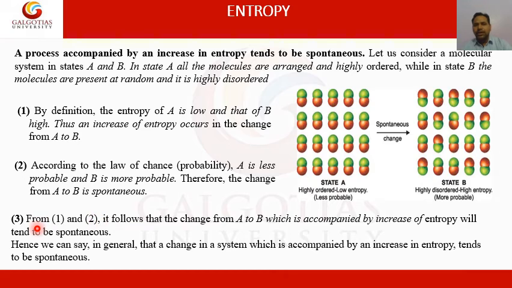So from equations 1 and 2, it follows that the change from A to B, which is accompanied by an increase of entropy, will tend to be spontaneous. Hence, we can say that a change in the system which is accompanied by an increase in entropy tends to be spontaneous, meaning randomness will increase the spontaneous process. Now come to the next slide.